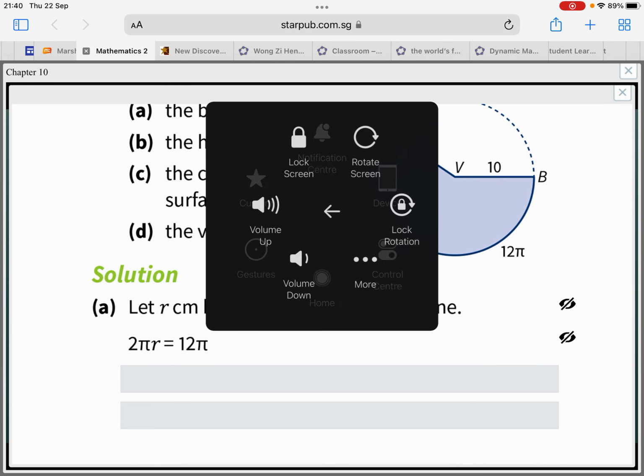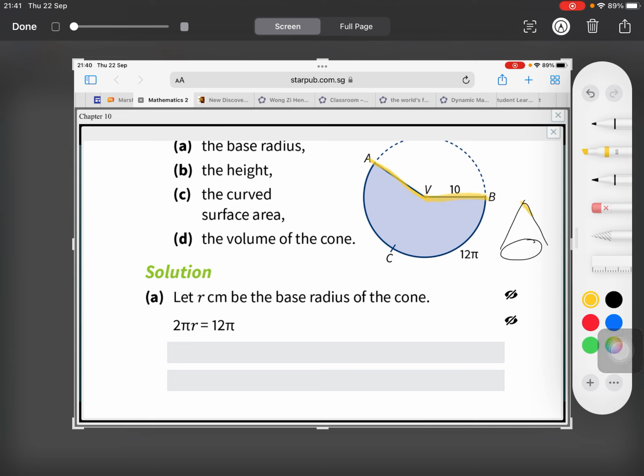So if I draw this out, you can imagine that this is my cone. My VA, VB touch each other, so it'll be here. This means that they are all the same, at 10. Whereas when this touches this, this will be my base. So basically I ask you to find the base radius here. So this 2 pi r, the circumference here, must be equal to this green part, which is 12 pi. So your pi and pi cancel out, your r should be 6.